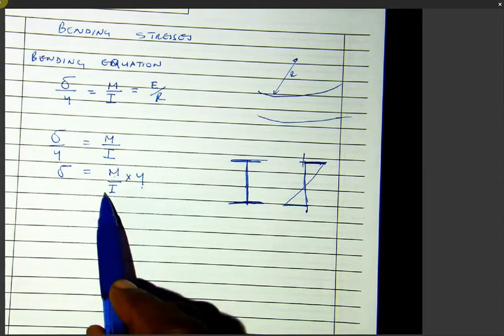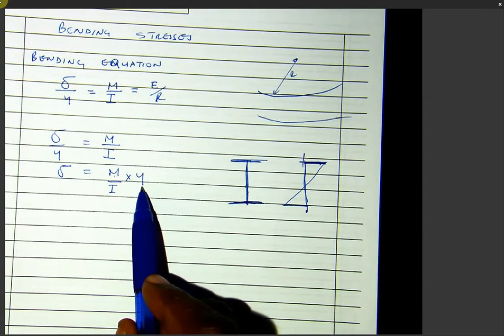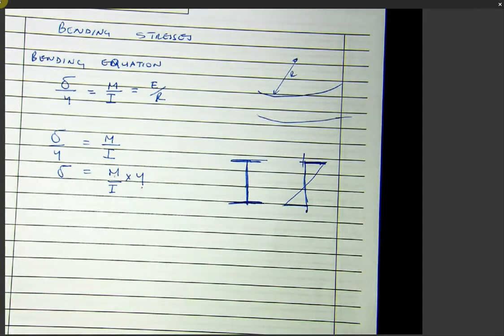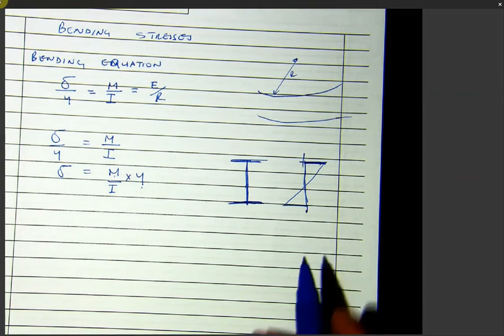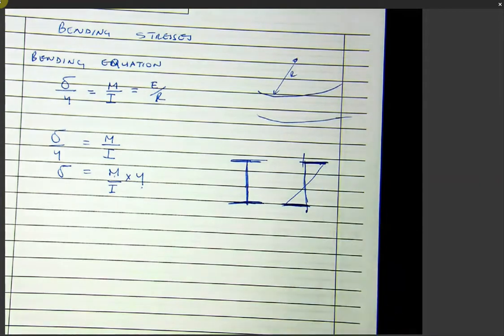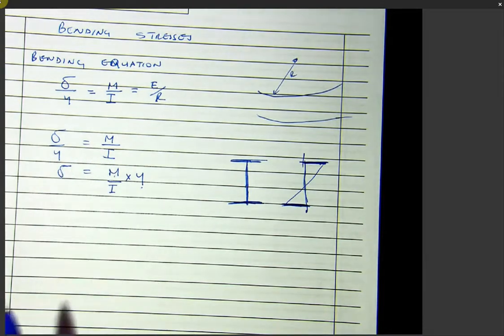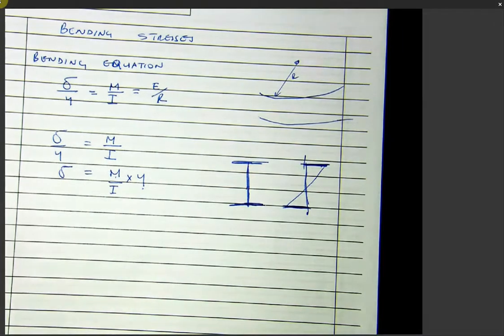You know I, and you know Y. Y will be determined on what? Where are you calculating? Are you calculating the stress at the bottom, or are you calculating the stress at the top? So meaning we used the first two terms of that equation. We didn't use the E and the R. So if you can just stick to these guidelines, you will never go wrong.